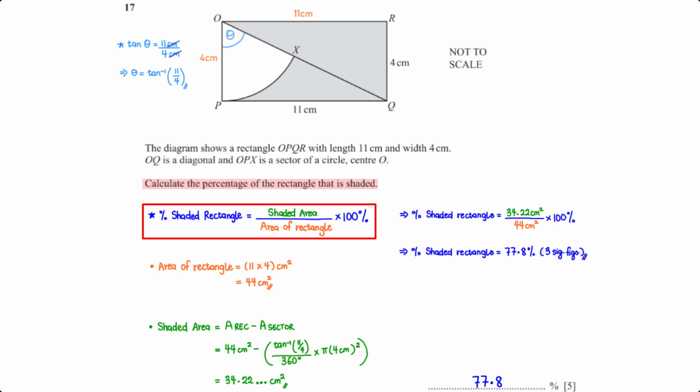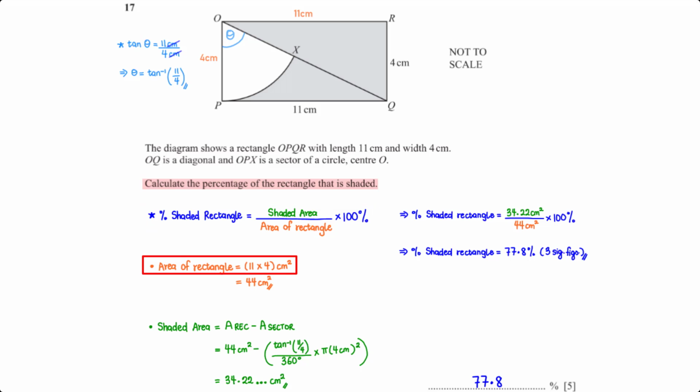The percentage of the shaded rectangle is equal to the shaded area divided by the area of the rectangle times 100%. First, let's find the area of the rectangle. The area is 11 times 4 centimeters squared, which is equal to 44 centimeters squared. Now let's find the area of the shaded region.